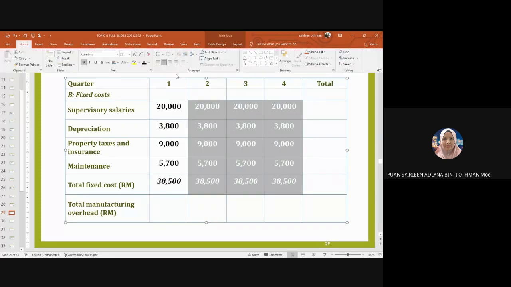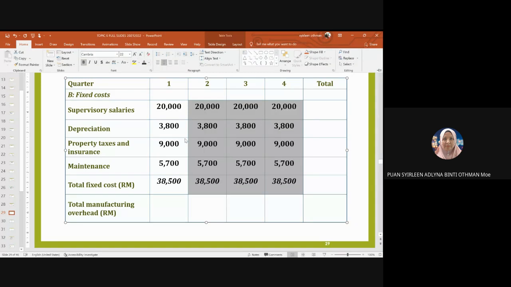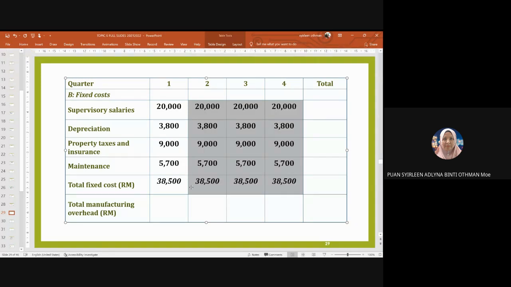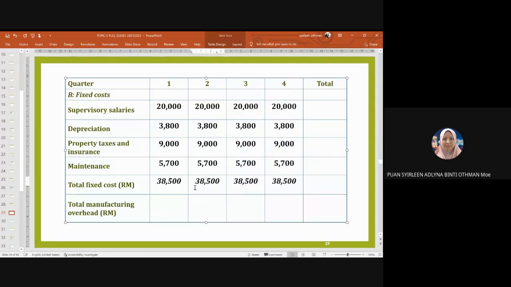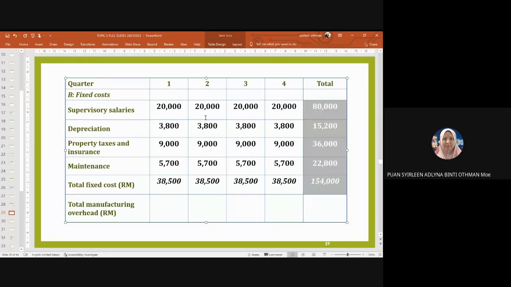Dia sama semua. Ini kalau ada orang salah buat, siaplah you. Itulah kali terakhir you akan lihat KML. Okay, sebab figure yang sama, kalau kau pipis salah juga, tak tahulah apa masalah kamu. Okay, so total up saja di sini.